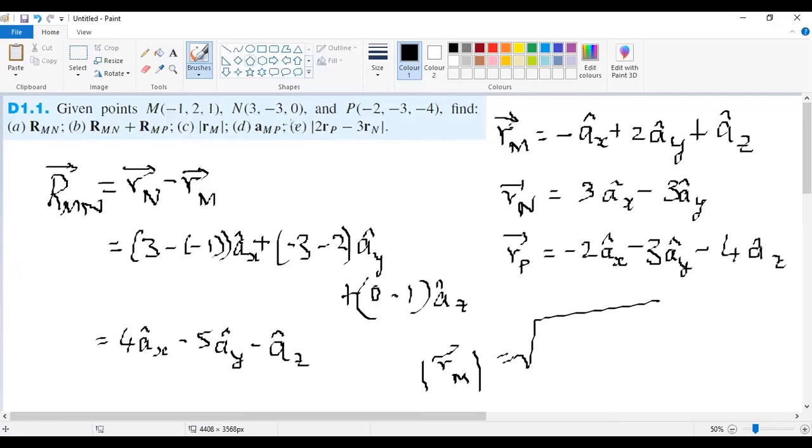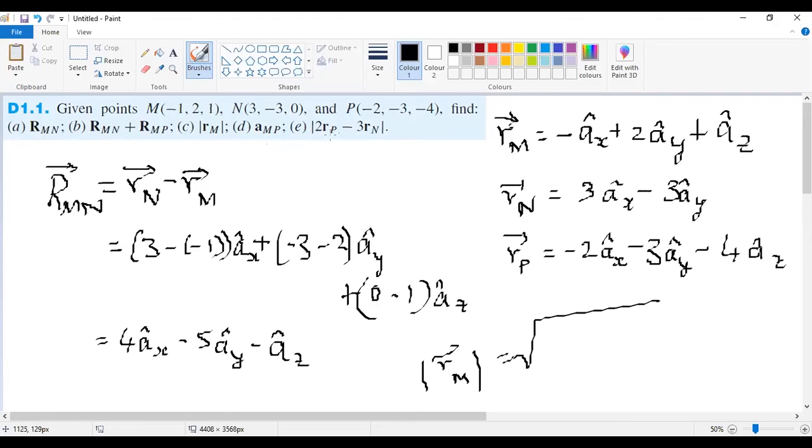Then you have AMP. AMP will be the unit vector in the direction of RMP. AMP is nothing but the unit vector in the direction of RMP. You will find RMP when you do this part B here. In part B, you are going to find RMP. You should find the unit vector in this particular direction. So the unit vector is vector RMP divided by its magnitude. You'll get the unit vector in that particular direction.